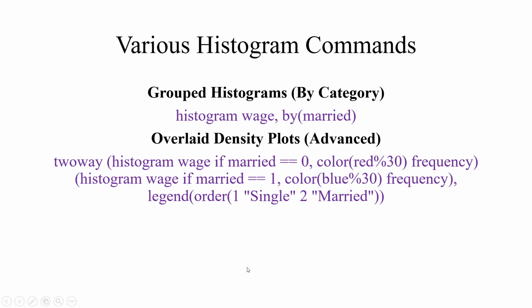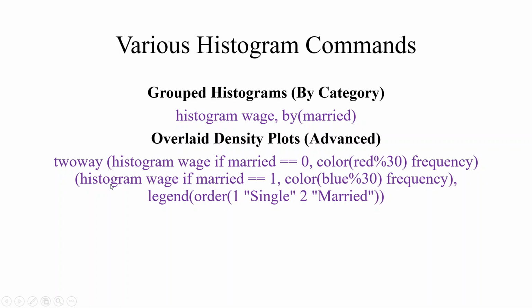See, this is one histogram. Let's understand this way. This is one histogram, and this is another histogram. We want both of them to overlap. So for this, the command line is twoway histogram wage if married == 0, and the color should be red, and it should be having a frequency on the y-axis, bracket over.